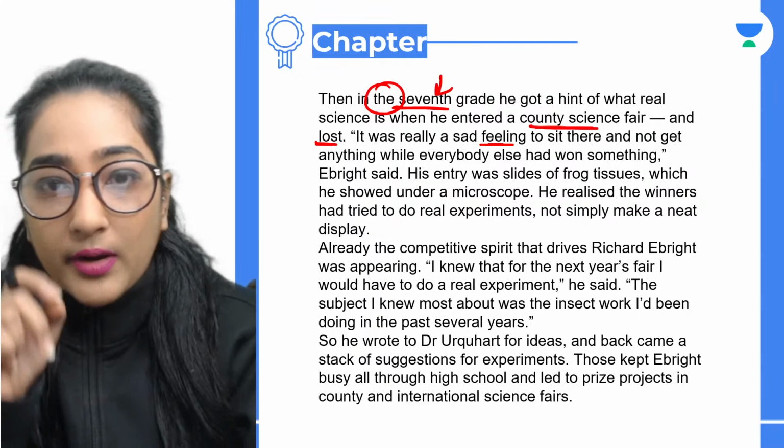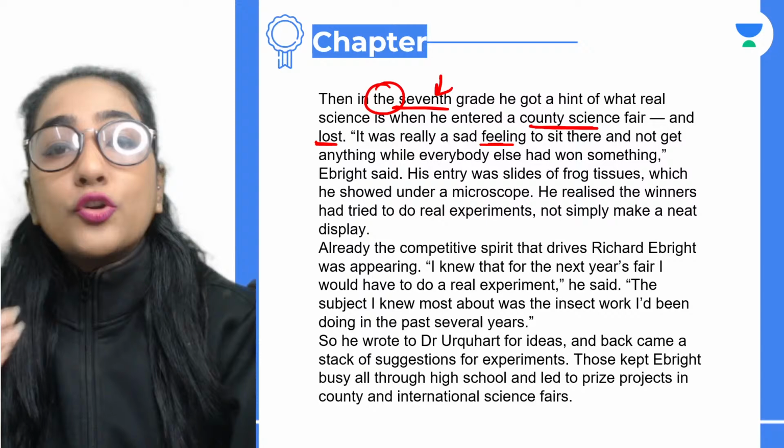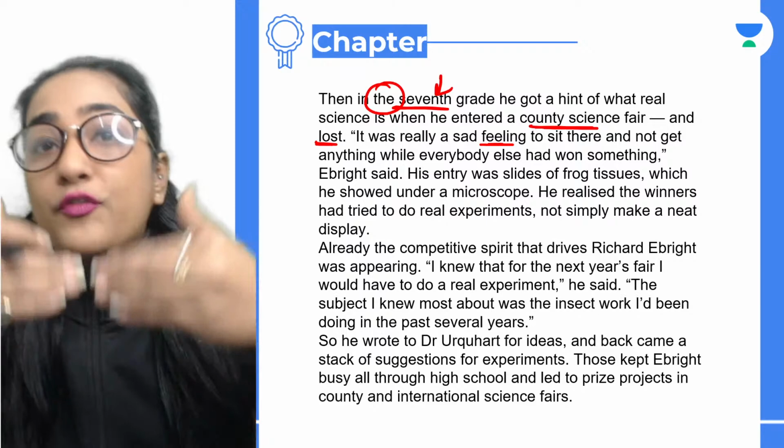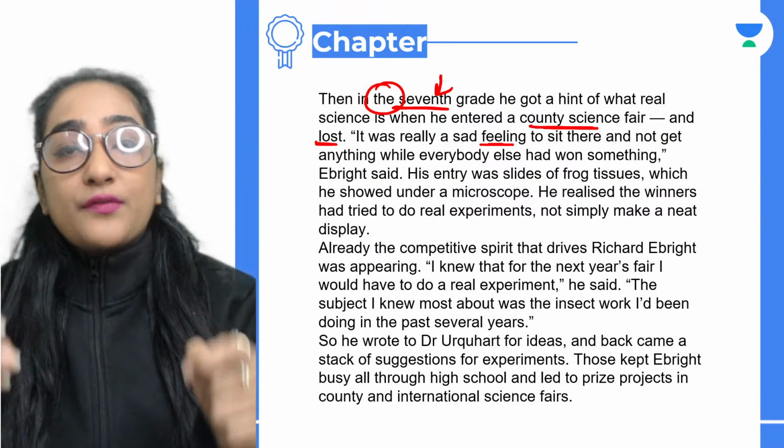He realized the winners had tried to do real experiments, not simply make a neat display. So what did he really realize? That people didn't just display what they had found. Instead, they performed the experiment at that very particular fair. And that is where he realized that if he wants to win, he will have to perform the real experiment.